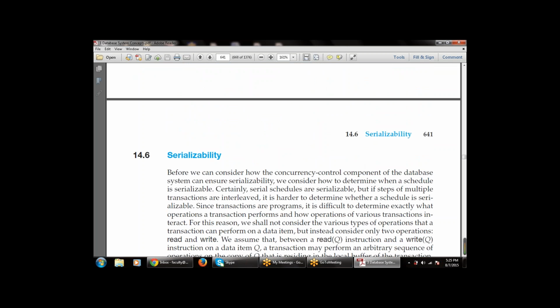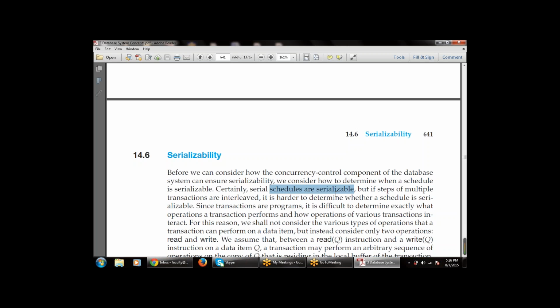Next is serializability. Before we can consider how the concurrency control components are carried out, we must ensure that the system also ensures serializability. We consider how to determine when a schedule is serializable or not. Whether a schedule is serializable or not is one of the main concepts in transactions.